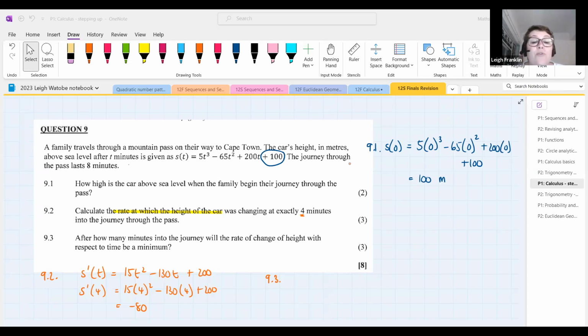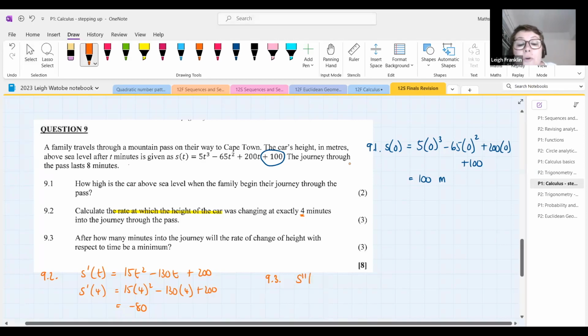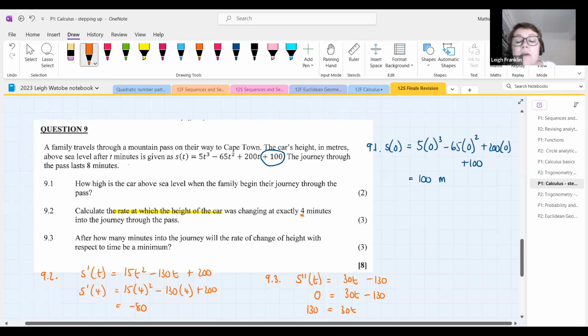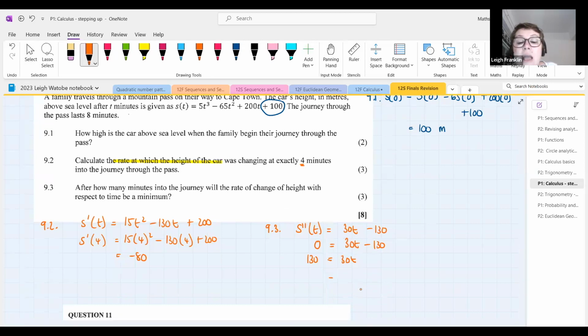All right, so question 9.3 refers to, and I hope the rest of you understood what I was saying to Voloshin, they're talking about the rate of change of height with respect to time is a minimum. So they are implying that we need to use the second derivative. So we would derive the first derivative, that would give us 30t minus 130, and when it is going to be a minimum, that would be equal to 0. So if 130 is equal to 30t, we would divide both sides by 30, and t would be equal to 4,33 seconds.